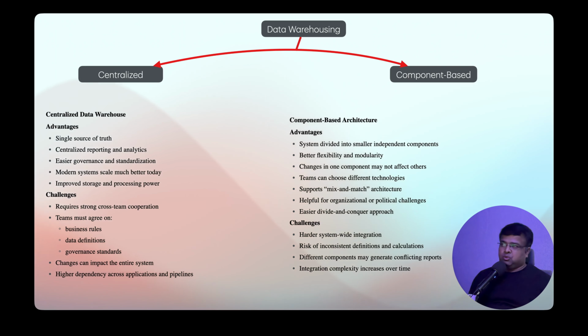Although in practice, that integration is usually harder than it sounds on paper. Component based systems can also help organizations deal with political or operational challenges by using a divide and conquer strategy. But again, there are trade offs. One of the biggest issues is inconsistency. Different components may define or calculate things differently, which can lead to conflicting reports and analytics. Integrating those separate components can also become difficult over time.